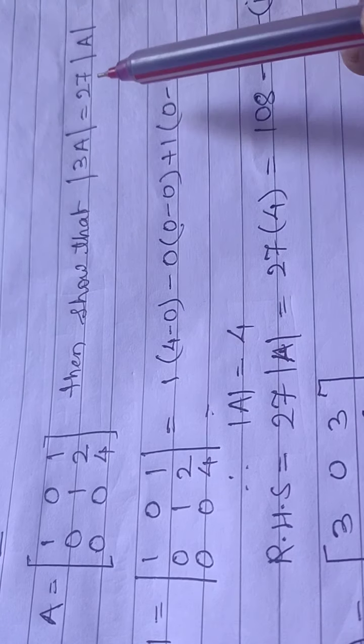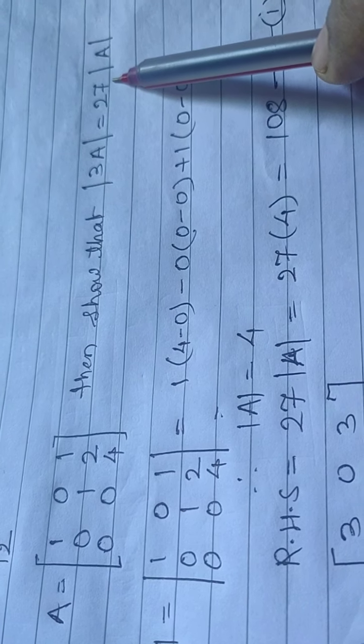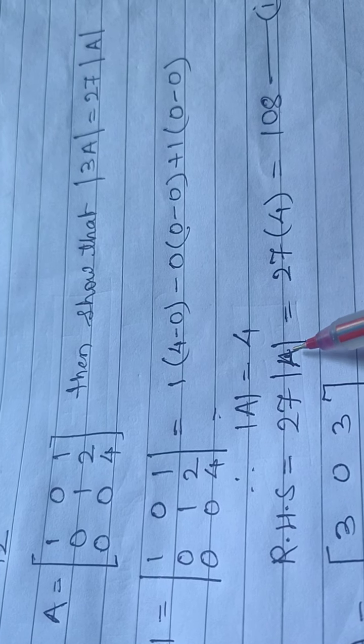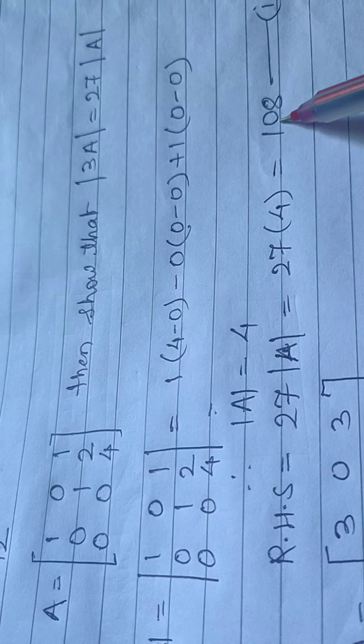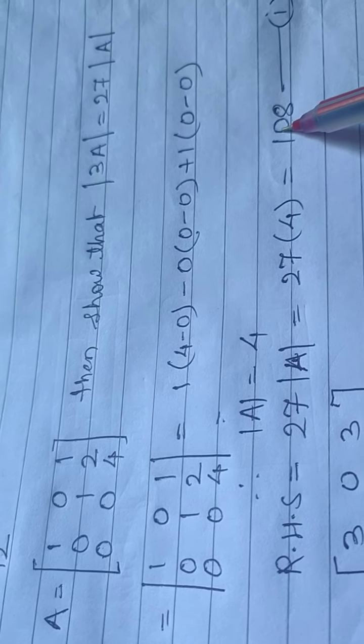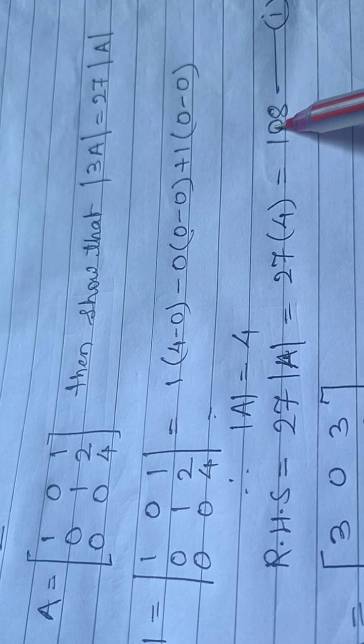Okay, and now I am going to find the right hand side. It is 27 into determinant of A. So right hand side is 27 into determinant of A. This multiplication is 108. So our right hand side is 108. Okay, so this is our right hand side.